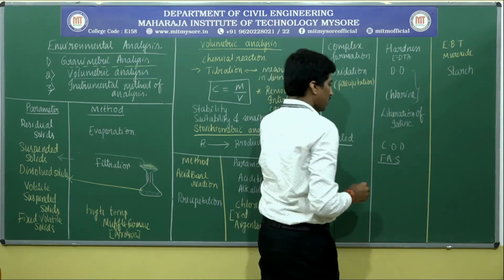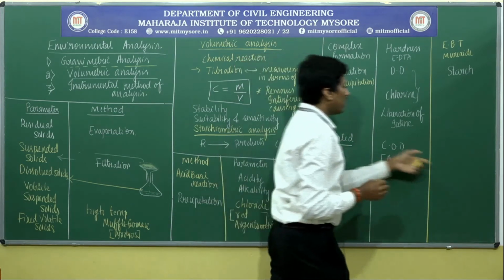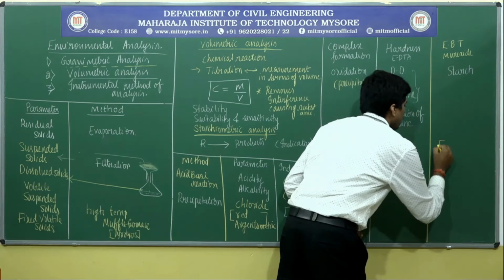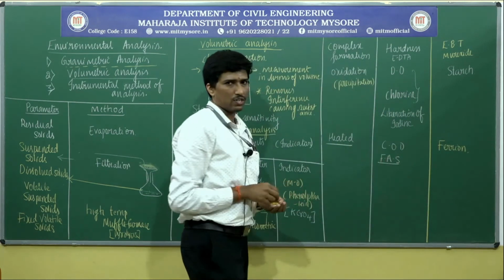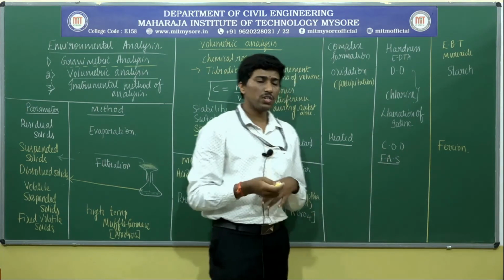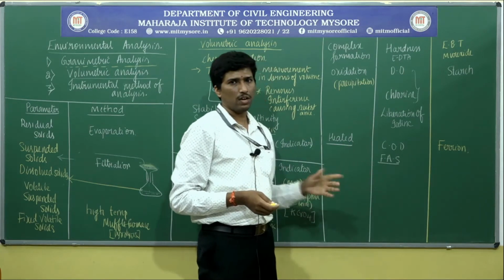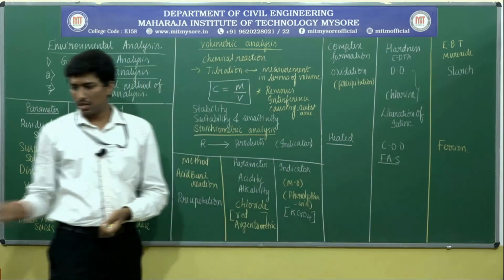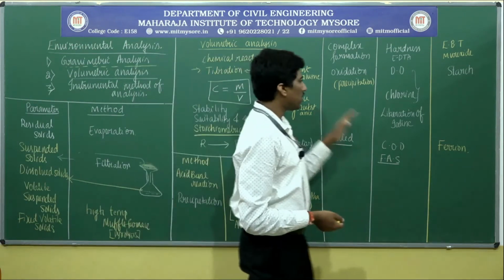For DO, it is the Winkler's method. Ferrous ammonium sulfate is considered here, and what indicator is utilized? It is ferroin. With ferroin as an indicator, the complex formation takes place through oxidation as well as reduction under heated conditions, then it has to be cooled. The next set of conditions you come across is mainly related to the instrumental method.